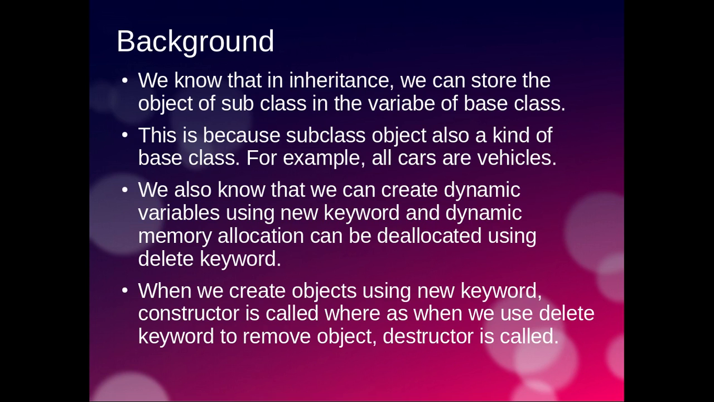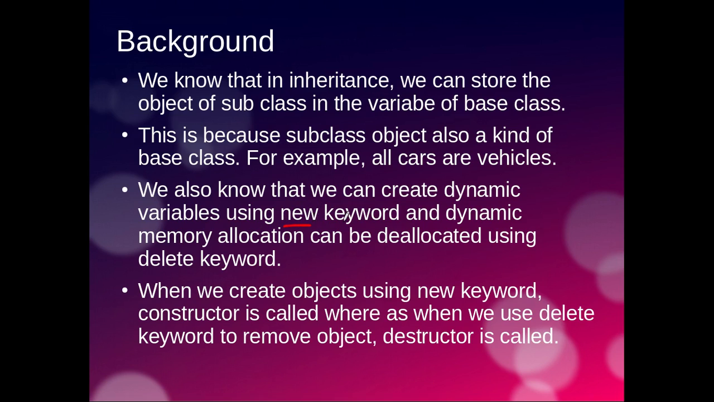We know that in inheritance we can store the object of a subclass in a variable of the base class. This is because a subclass object is also a kind of base class. For example, all cars are vehicles. So if we create an object from the car class, we can store that object in a variable of the vehicle class. We also know that we can create a dynamic variable using the new keyword. So the new keyword is important.